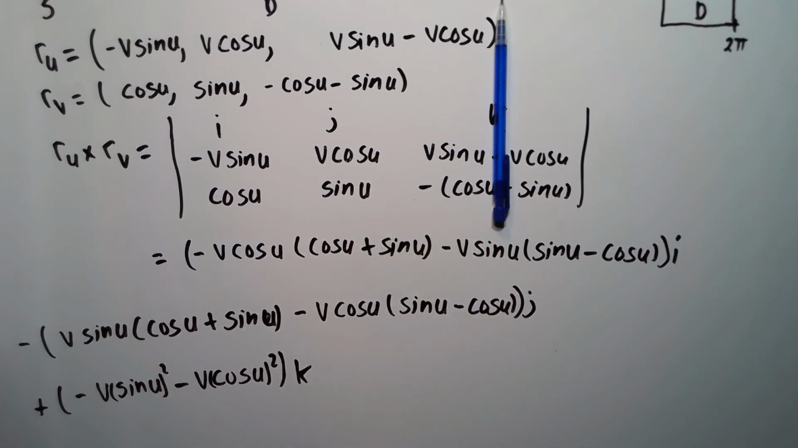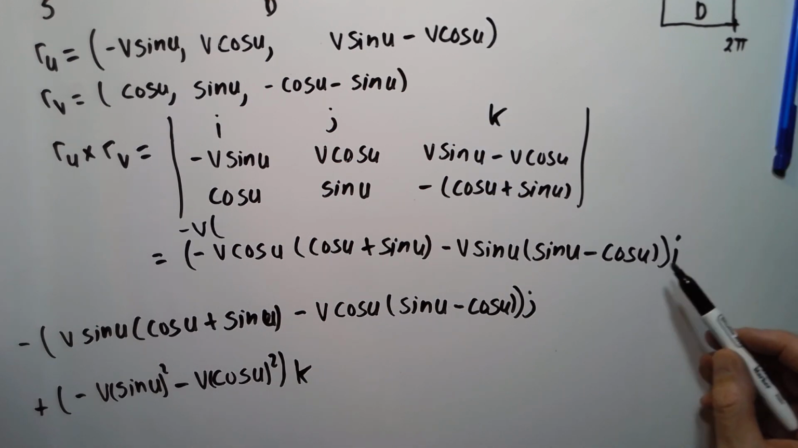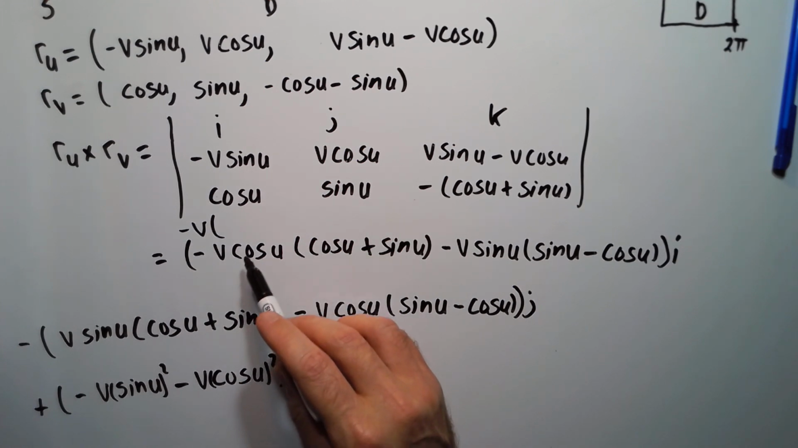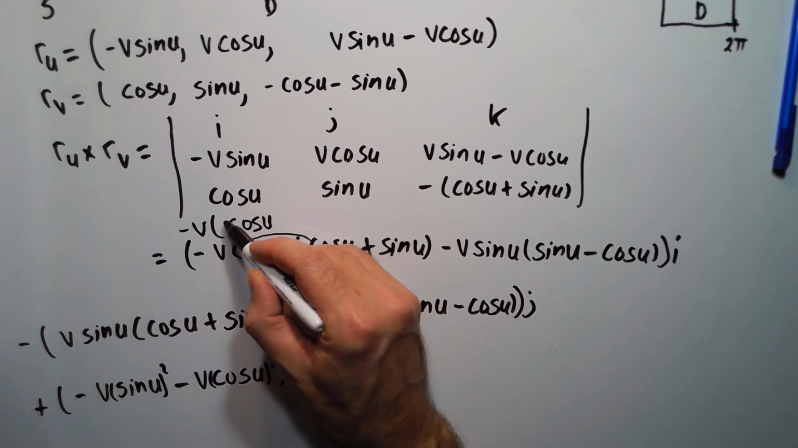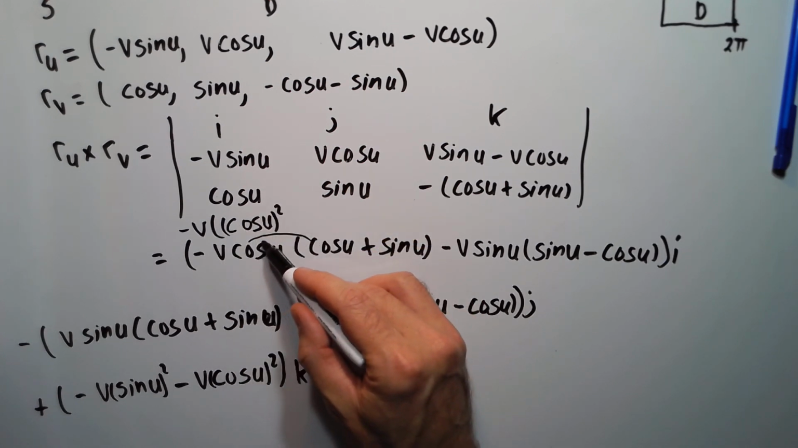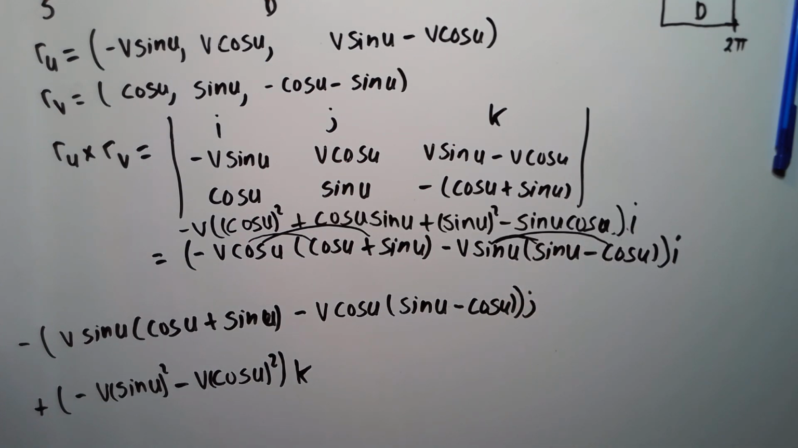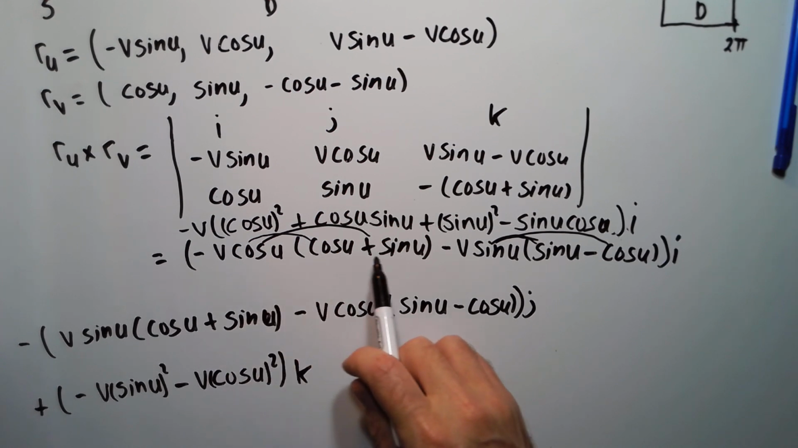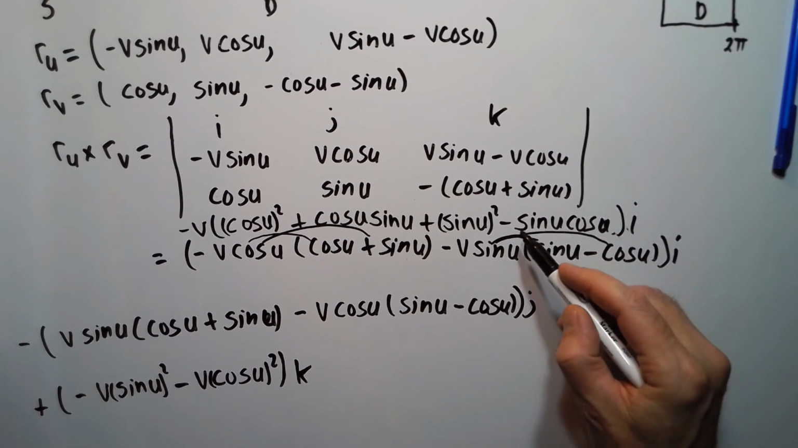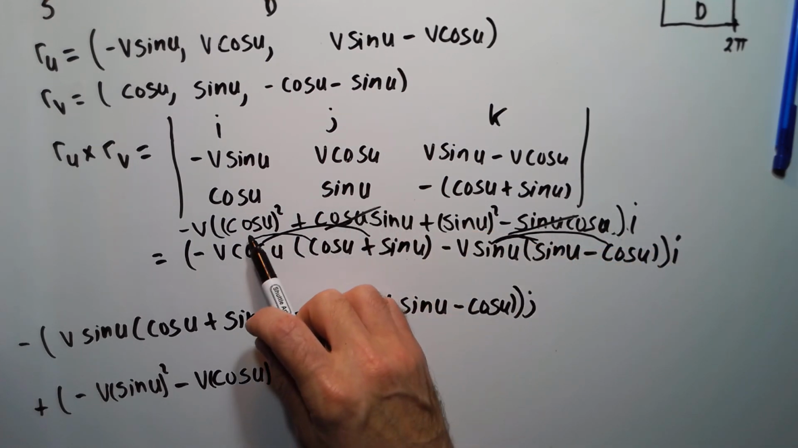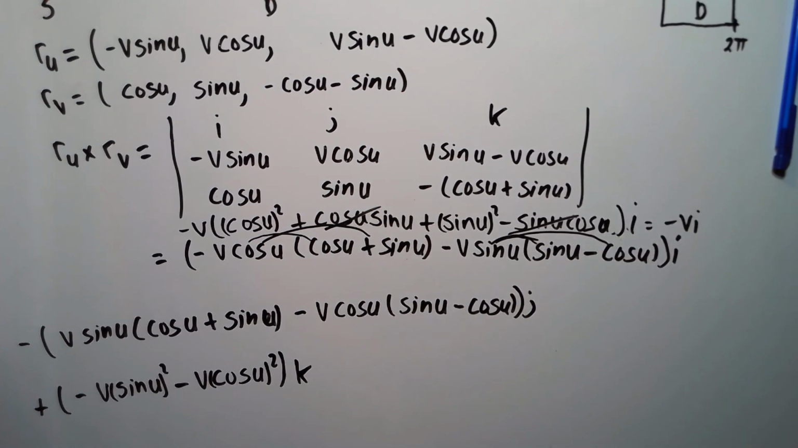Okay, now let's simplify this. So in the i component, I'm going to pull out the minus v in front, then start multiplying things in, so that times that will be cosine squared there. Then going through and doing the rest over here, you can check, you get a cosine sine, then a sine squared, and minus sine cosine. So these two will cancel here. And cosine squared plus sine squared is 1, so it's just going to be negative v i here.